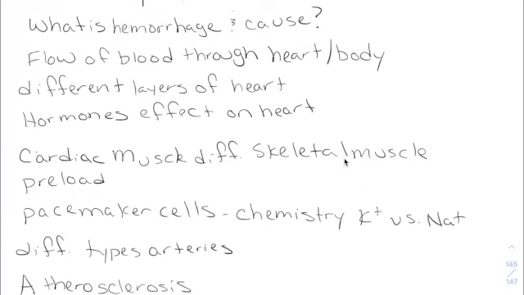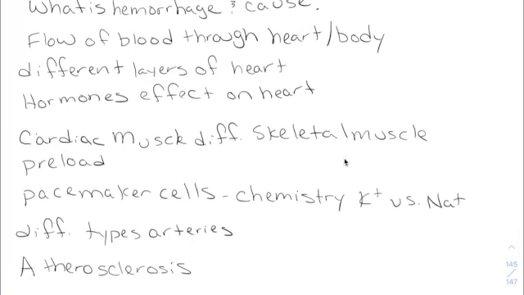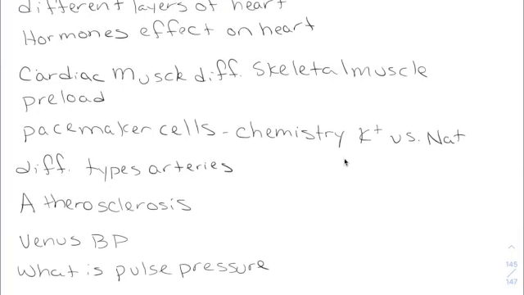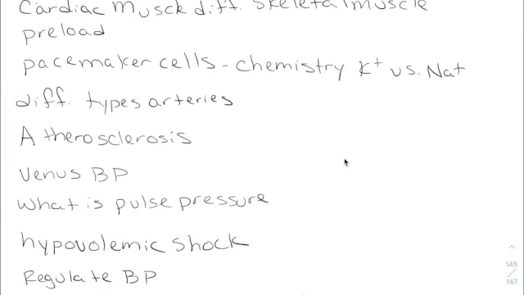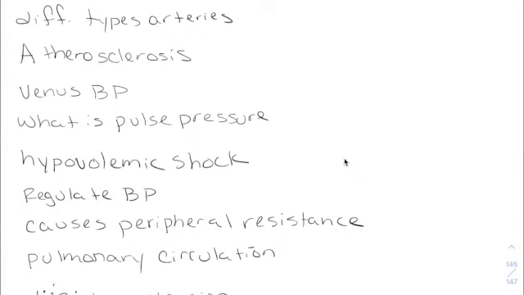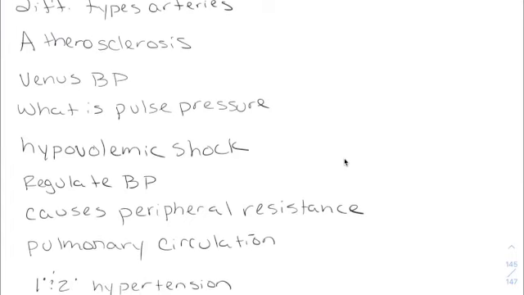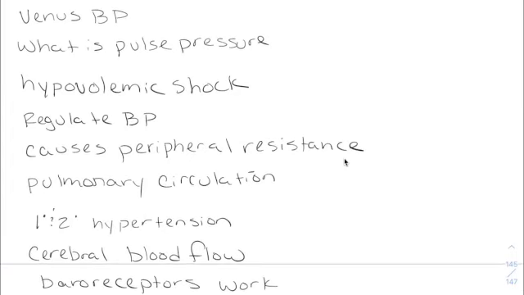What is preload? What are those pacemaker cells doing? How does potassium versus sodium work with that whole pacemaker system? Different types of arteries, atherosclerosis. What is our venous blood pressure? Pulse pressure. Hypovolemic shock, what is that? How do we regulate our blood pressure? What causes peripheral resistance? Pulmonary circulation, primary and secondary hypertension. What's the difference?